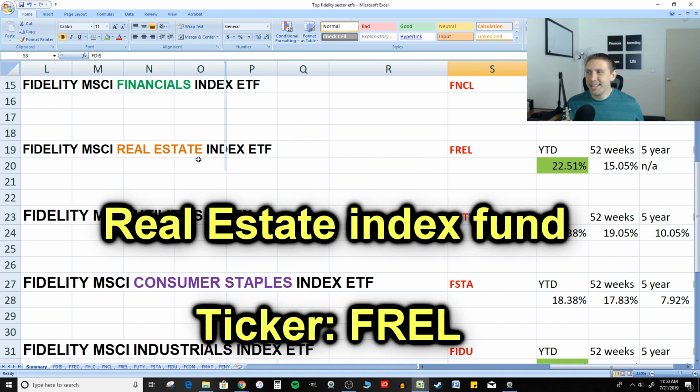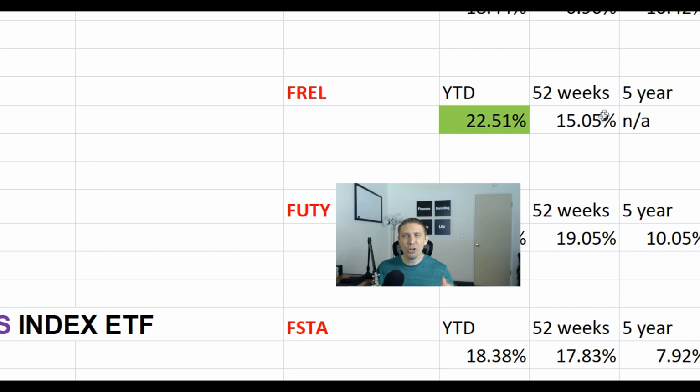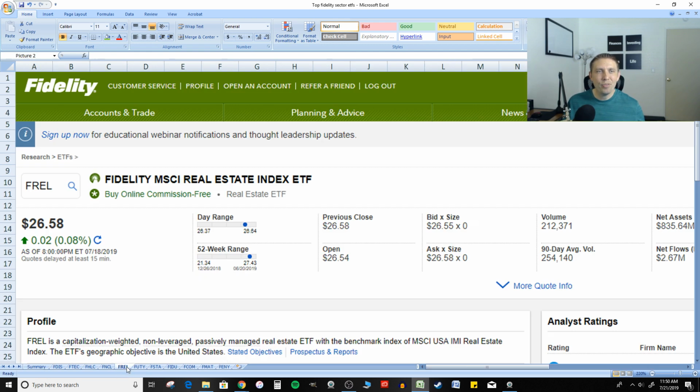Real Estate Index ETF is the next one that has been performing outstanding for 2019 with a 22.5% return. Excellent. 1-year return is about 15%, and this thing has been around for less than 5 years. So what you're going to find with FREL, as I call it, is, let me go to the tab, it basically consists primarily of real estate investment trusts. That's what this thing holds.